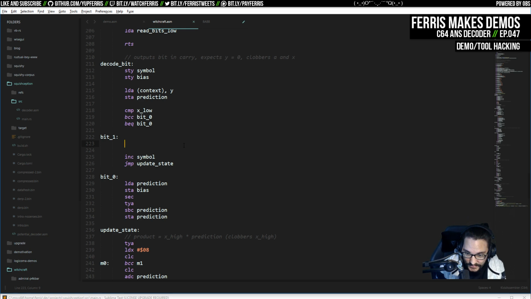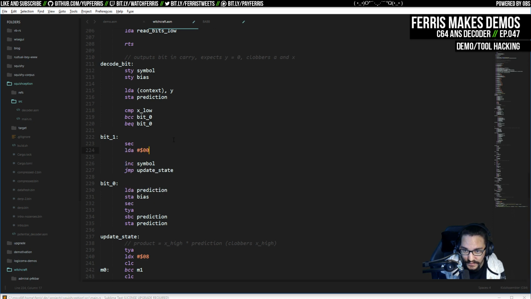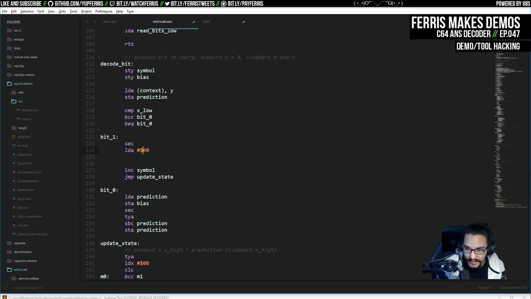So what we need to do is essentially 256 minus the prediction. The easiest way to do that is set the carry and subtract from 0. When you set the carry and put 0 into this, it effectively treats the accumulator and the carry as a 9-bit variable with the high bit set. So that's what we want. And then we're going to subtract the prediction itself for the context. I'm going to subtract prediction here because that's going to be a little bit faster than using this addressing mode, even though they should have the same value in this case.